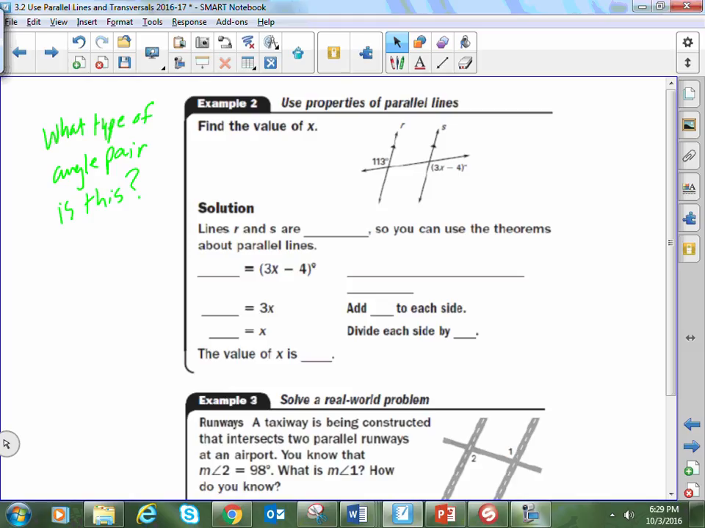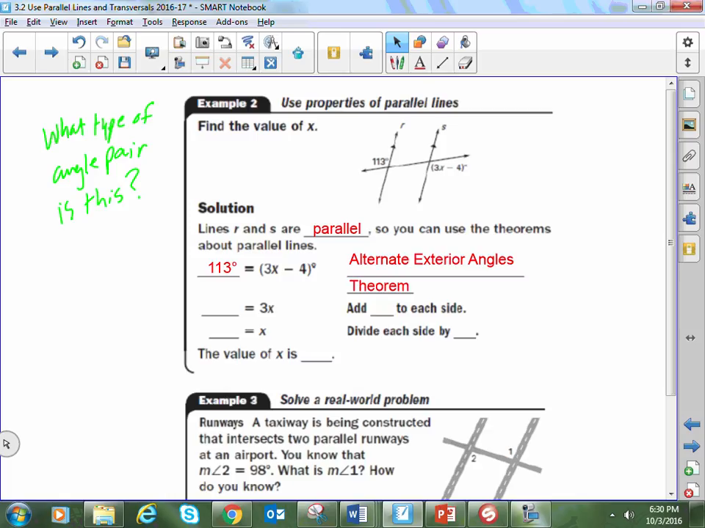So here is a pretty typical question. Find the value of x. The lines are parallel, so lines R and S are parallel to each other. They're giving us that information with the arrows on the diagram. Therefore, we can conclude that these alternate exterior angles must be congruent to each other. So I've identified the angle pair first, and now, based on the fact that my lines are parallel, these alternate exterior angles are going to be congruent, and that is how I have to set up my equation.